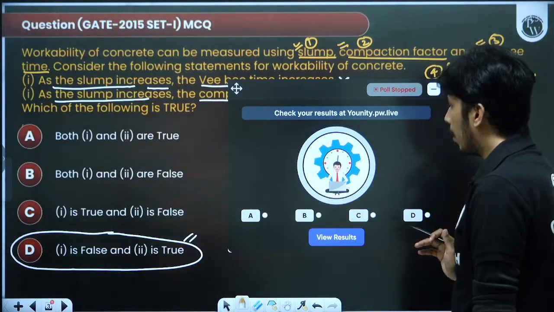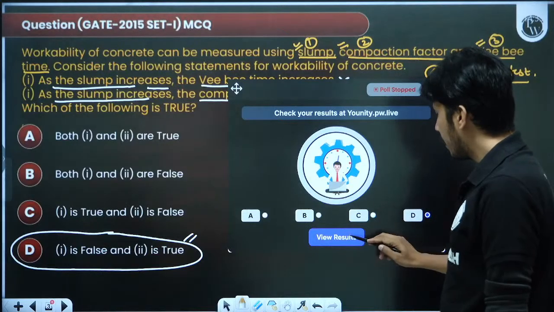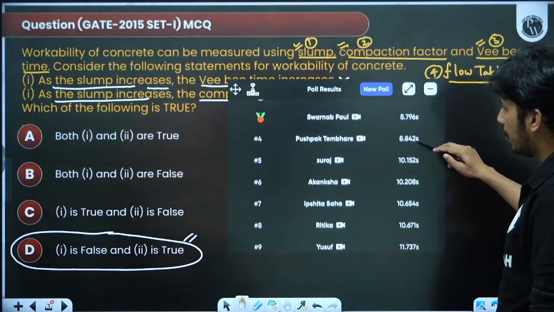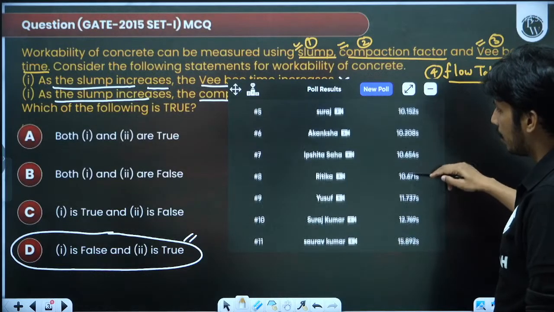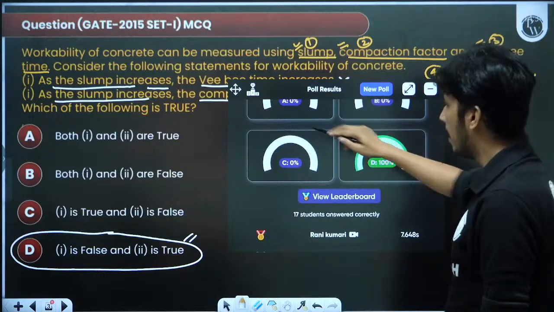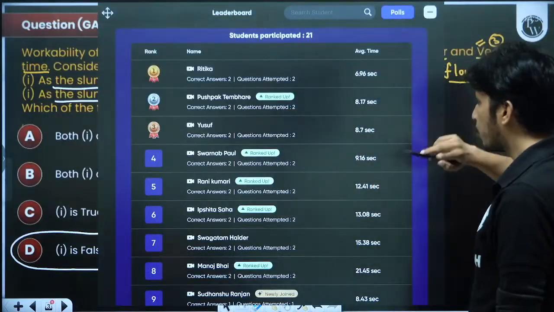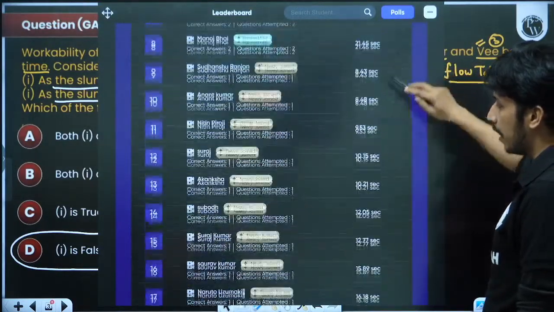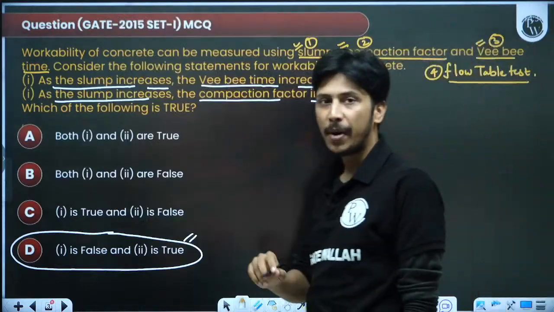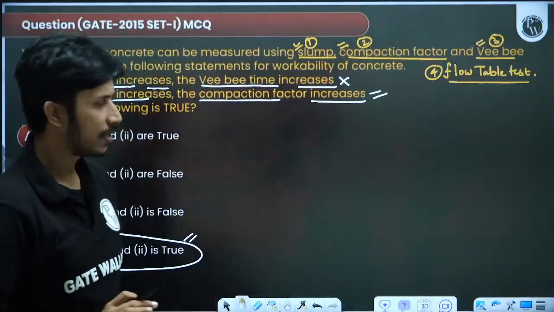Okay, so D part is the correct answer. Let's see how many students have given. Rani, Sudhanshu, Swarna, Pushpak, Suraj, Akansha, Ipsita, Ritika, Yusuf, Suraj, Saurav, Manoj. A lot of students have given. Let's see the leaderboard. So Ritika, Pushpak, Yusuf are the top 3 students, and it is showing I think 21 students. So 21 students are commenting. Just comment ABCD, whatever the answer is.